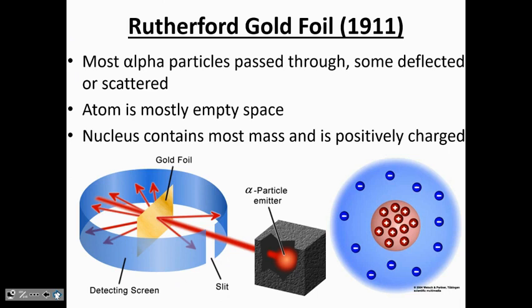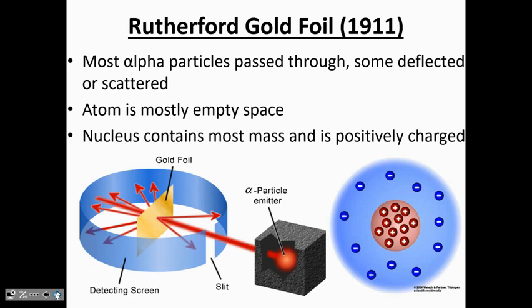For thousands of years, scientists have tried to improve upon our model for the atom. In 1911, Ernest Rutherford conducted his famous gold foil experiment, where he shot a stream of alpha particles at a piece of gold foil. And what he found is that while most of the alpha particles passed right through the gold foil, some of them were deflected or scattered at large angles.